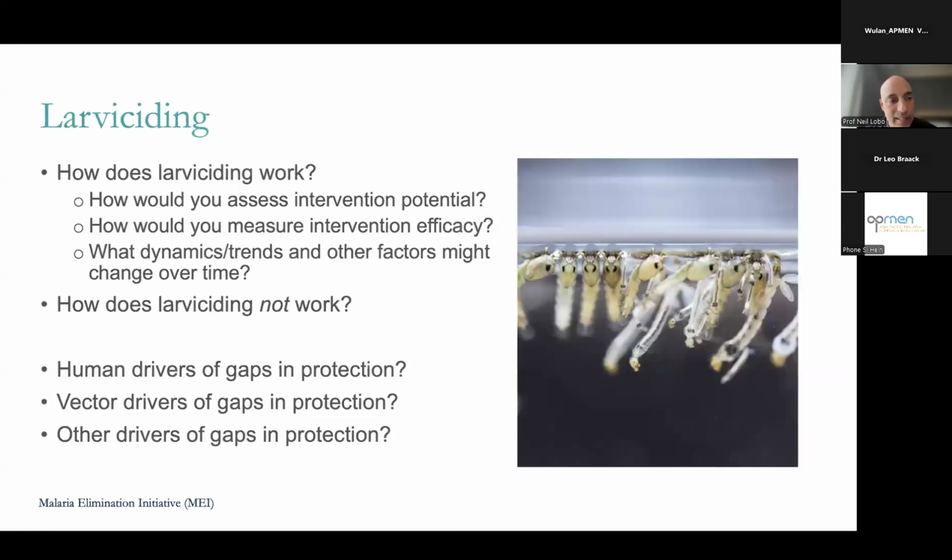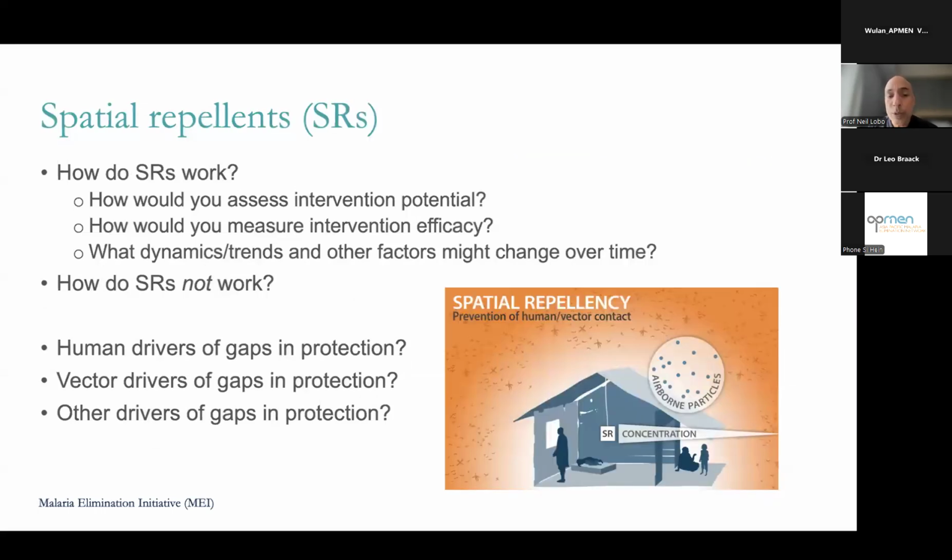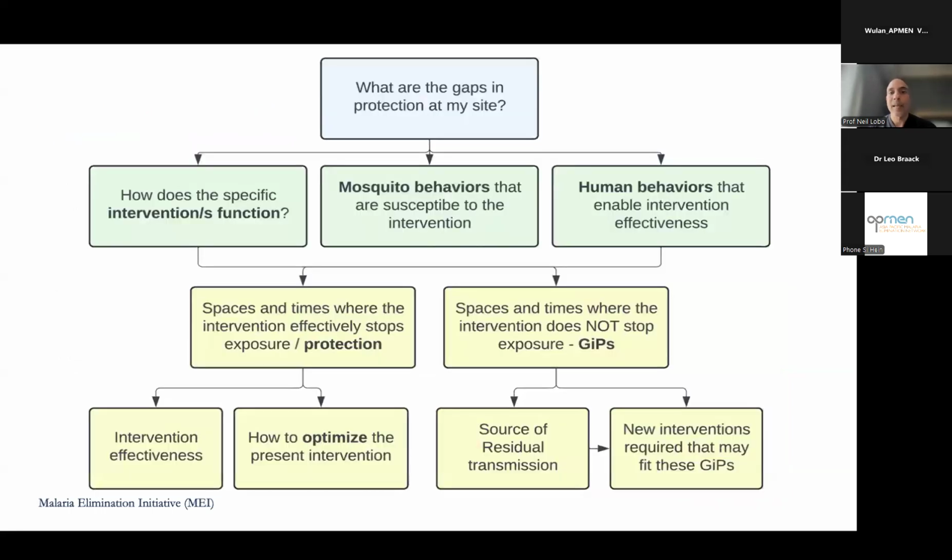Larviciding, the exact same thing. How does it work? How does it not work, right? What is the potential? And new interventions coming up, like spatial repellents, the exact same questions. Ask yourself these questions. Can I use it? Will I use it? How effective is it going to be? And then overall, this is sort of a systematic way of looking through it. At least this is how my brain functions.